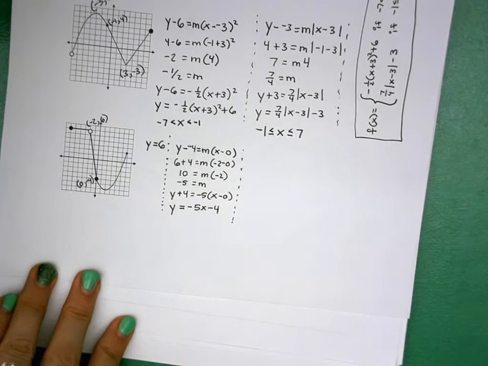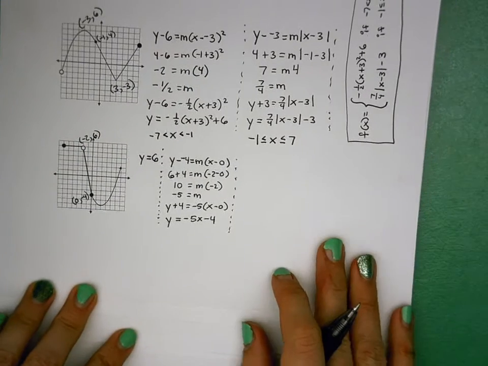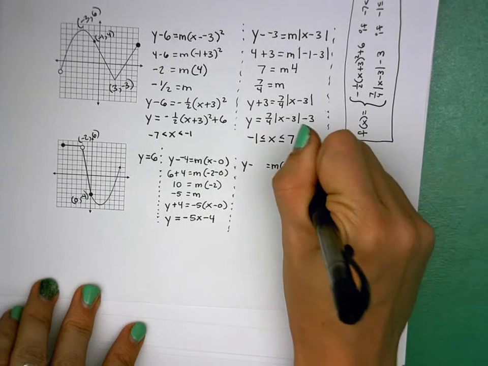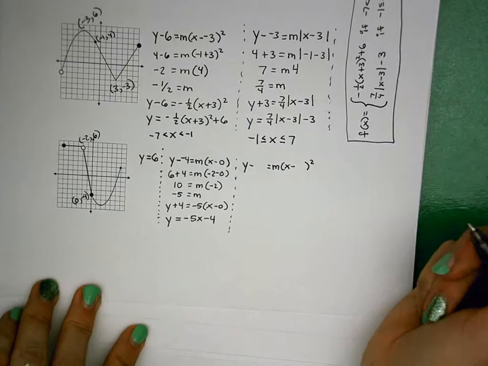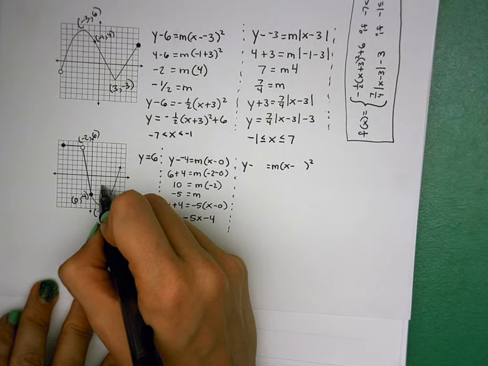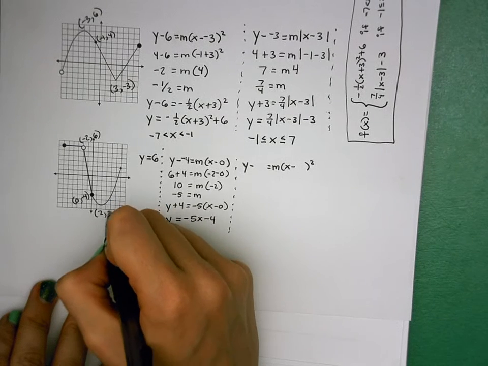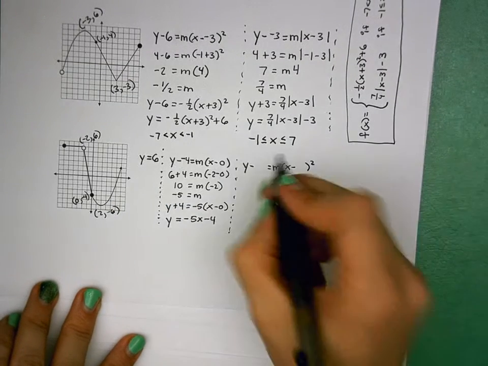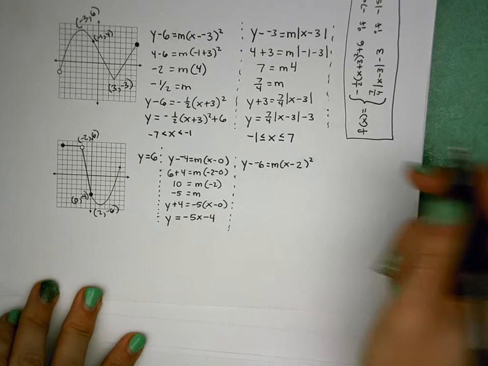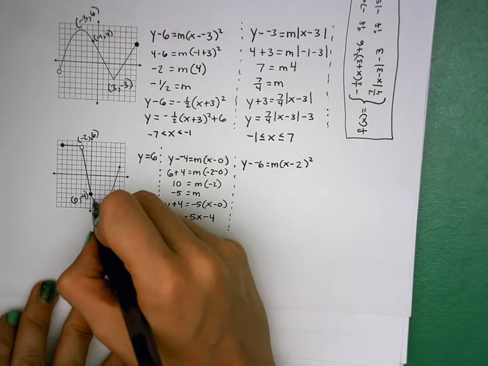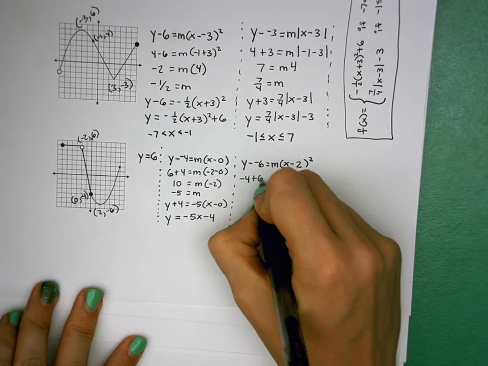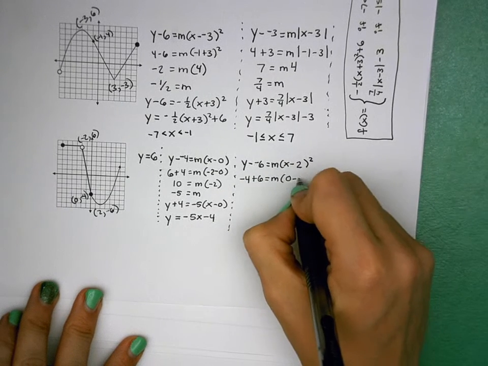Okay? And then last but not least, we have our quadratic. y minus y1 equals m times the quantity of x minus x1 squared. My vertex, my h, k here is at x equals 2, y equals negative 6. So negative 6 for my y, 2 for my x. And then we need to use another point. You can use whatever point you want, but I'm going to use this 0, negative 4. So we have negative 4 for y plus 6 equals m times 0 minus 2 quantity squared.